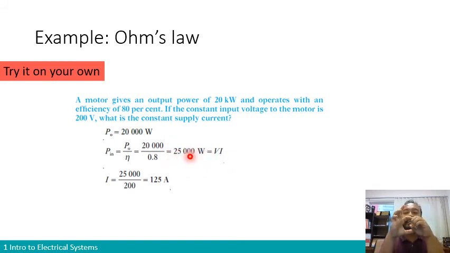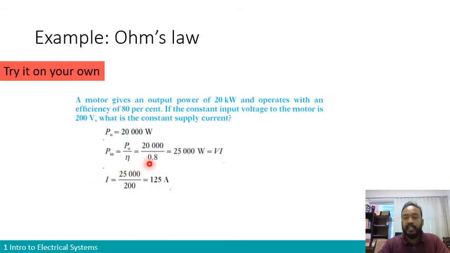And as we've seen just now, power in electricity is basically the product of voltage by current, right? So if we know that it's a product of voltage by current, now we can deduce what is the current by dividing the power by the voltage. So 25,000 watt, or 25 kilowatt, divided by the voltage of 200 volt, it gives us a current of 125 amps.